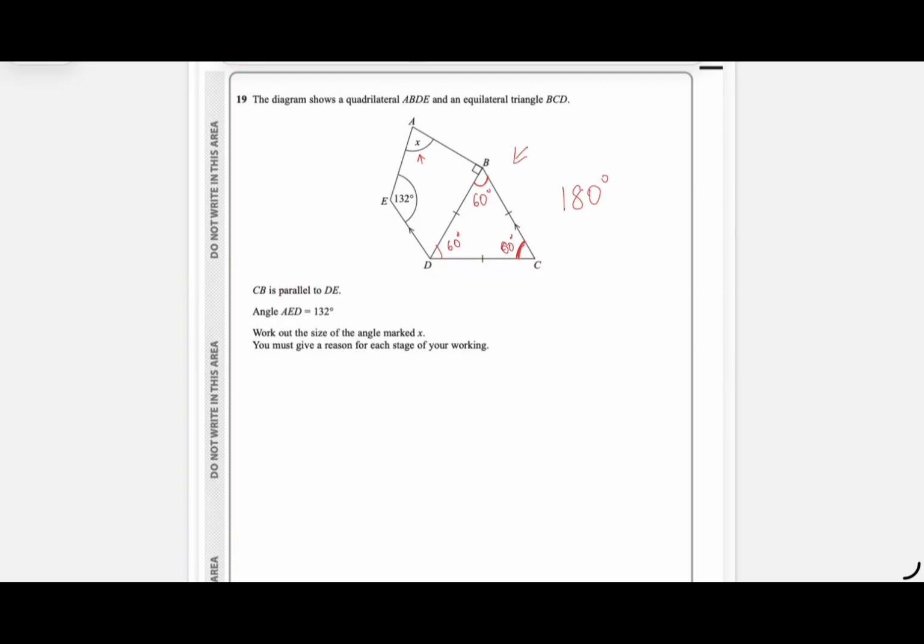Okay, next thing we know is that CB over here is parallel to DE over here. So I'll just draw it outside of the shape so it makes a bit of sense. So if we've got two parallel lines like this, we get two things. We get corresponding angles and we get alternate angles. So corresponding angles are basically like that. So when you have the same angles at different intersections on the line that cuts across the parallel lines.